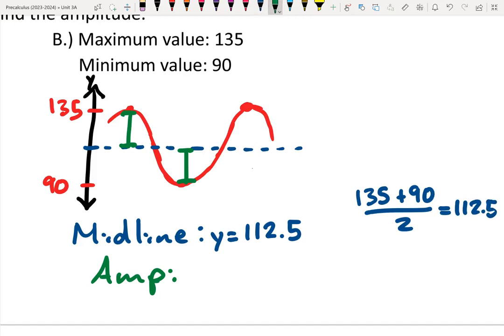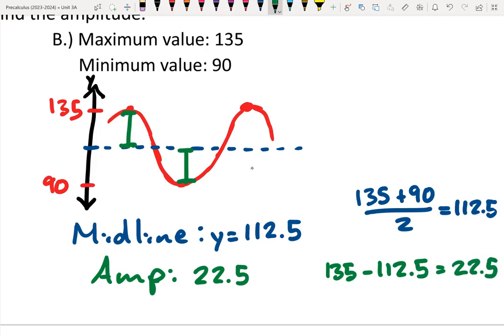Amplitude. Julia, what's our amplitude? And how did you get 22.5? So 135 minus 112.5. Finding that distance in between. Very good. There we go. All right. And so that is our characteristics of our sinusoidal functions.